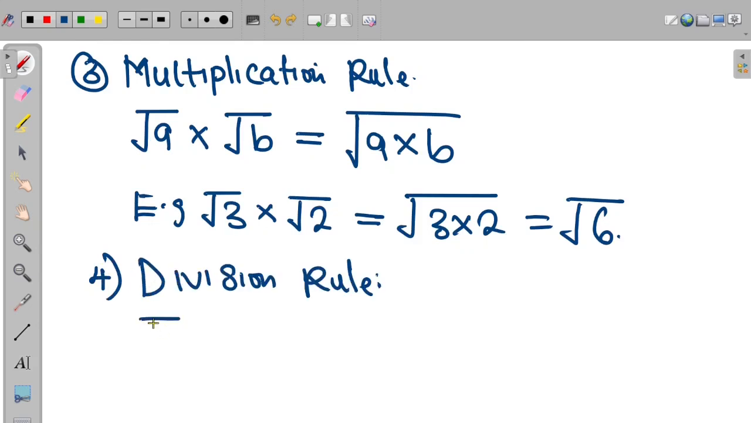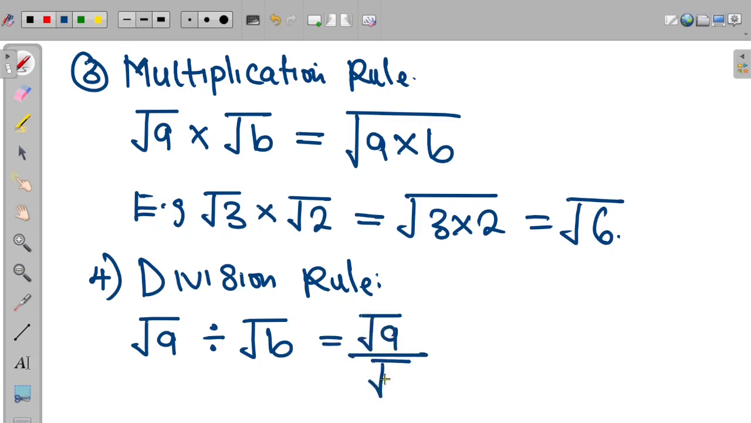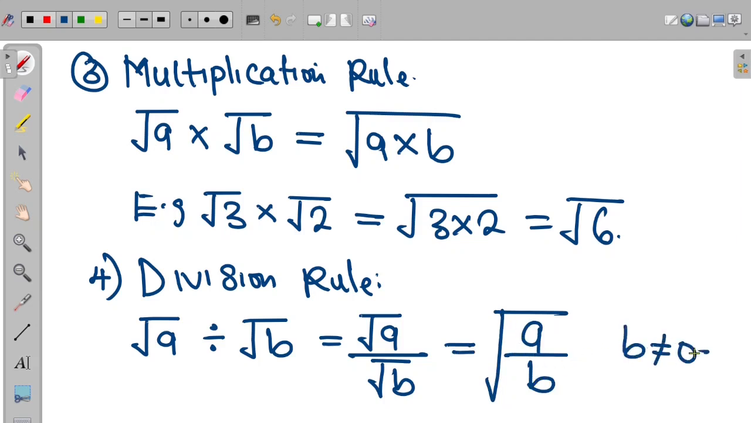So if I have root A divided by root B, this can also be expressed as root A divided by root B, and the rule says that this is equal to root of A divided by B, provided that B is not equal to 0.